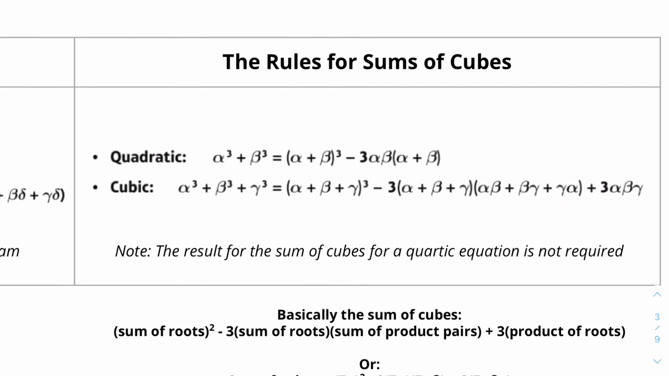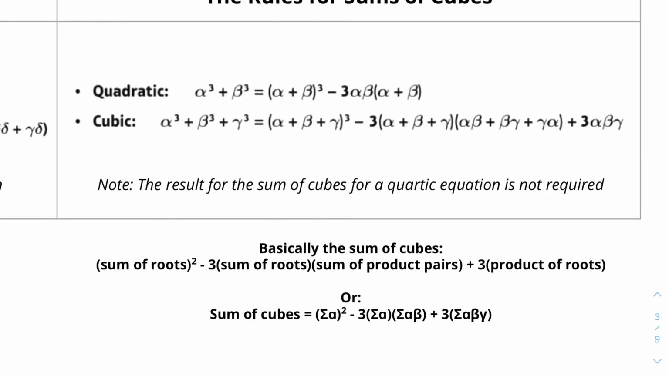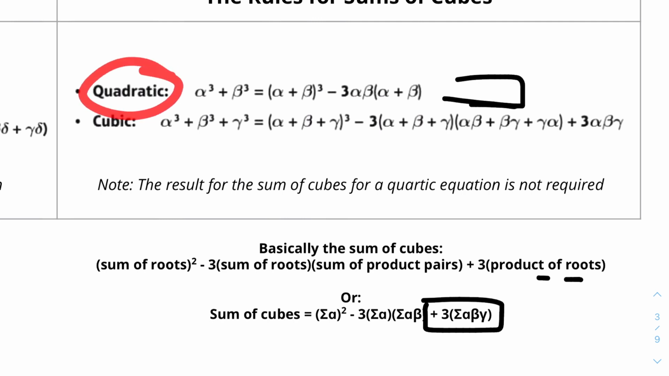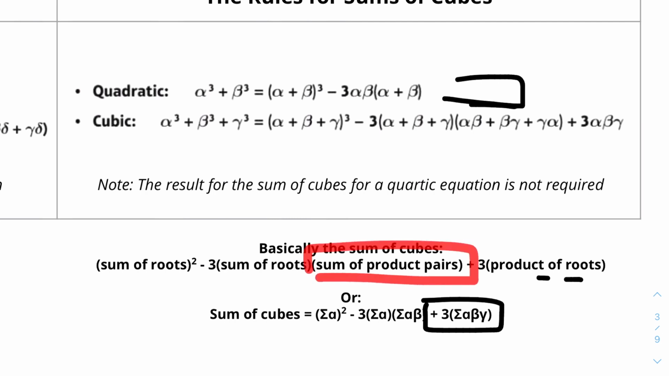So this looks really complicated, so we can basically just memorize or shorten this by having a generalized formula. The sum of cubes is equal to the sum of roots cubed, minus 3 times the sum of roots times the sum of product pairs, plus 3 times the product of roots. And the reason why we don't have this part in the quadratic is because the product of roots involves 3 roots, right? And a quadratic only has 2 roots. So the maximum is alpha beta, i.e. the sum of product pairs, like so.